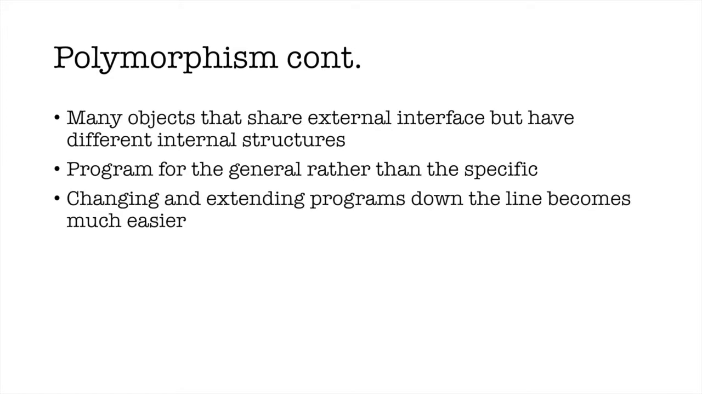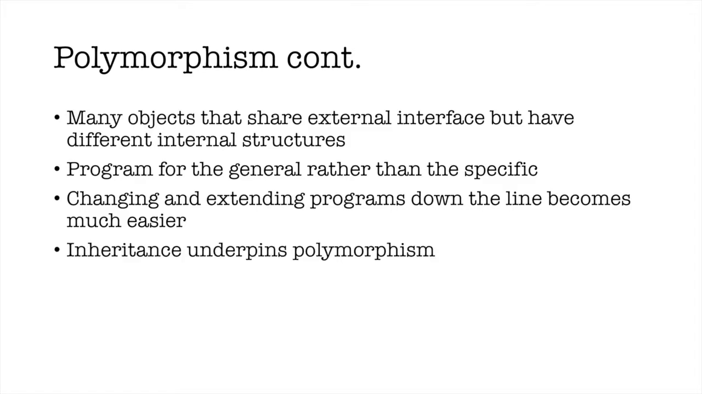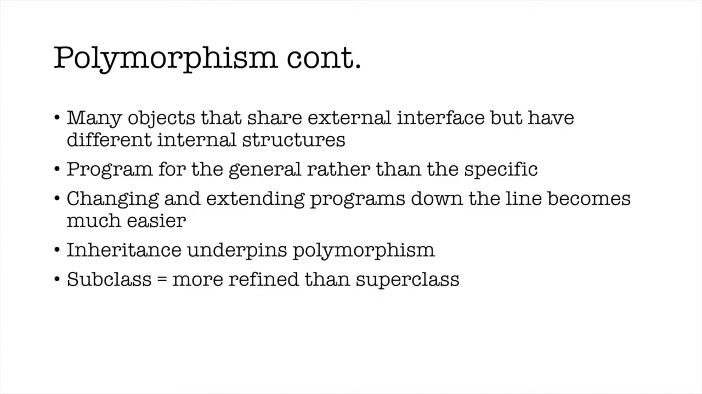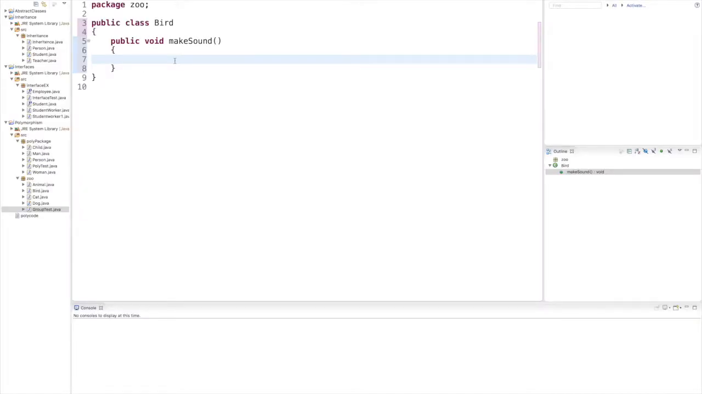In doing so, changing our code later down the line and extending our programs becomes a lot easier as we can define additional classes however we want without having to adjust the code we've already written too much. Polymorphism is underpinned by inheritance, where methods and states are passed from one superclass to a subclass. To illustrate how polymorphism can help us group classes of different types together, let's look at a new example.